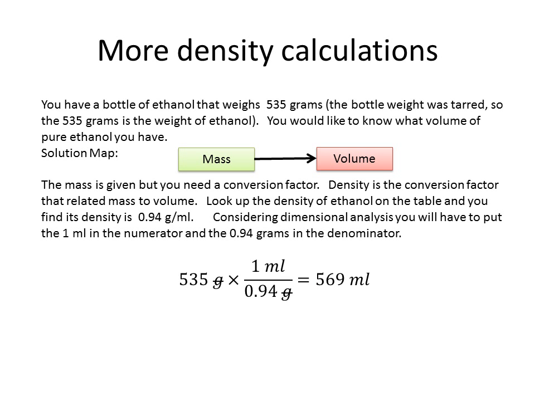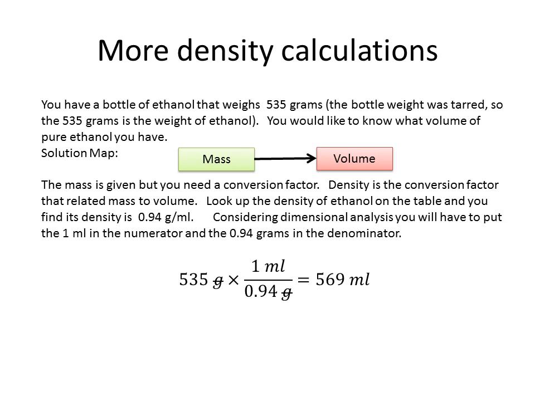There are other kinds of density calculations. For instance, you have a bottle of ethanol that weighs 535 grams. The bottle weight is tared, so the 535 grams is the weight of the pure ethanol. You'd like to know what volume of ethanol you have. Well, the solution map is easy. Simply you take the mass and convert it to volume. The mass is given. It is your 535 grams.